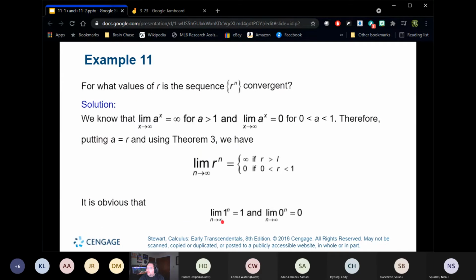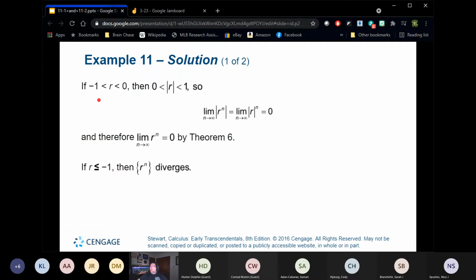So if we look at 1 to the nth power, it's going to equal 1 because it's 1 times 1 times 1. It's just always going to equal 1. And 0 to the nth power is always going to equal 0. So we now figured out that those values will actually converge to a specific point. The next thing we want to look at is what happens when we're less than 0, or the negative side of it.